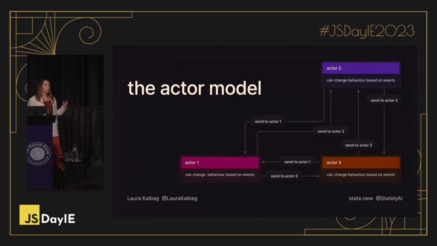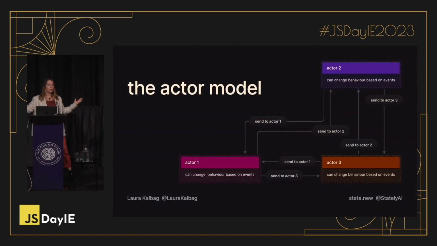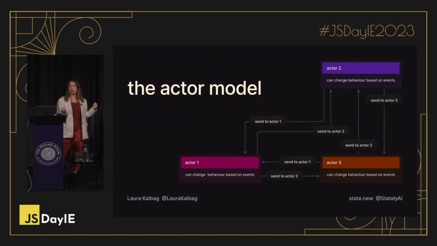Another concept that works really well with state charts is the actor model. The actor model is essentially where everything in your system is an actor, and an actor can send and receive events, and it can change its behavior based on those events. It's a really great way to make our logic a lot more modular and a lot more maintainable. It breaks it into actors that communicate with each other.